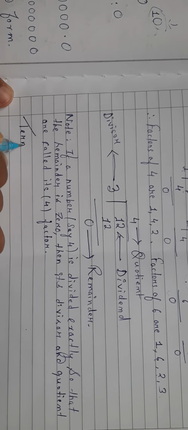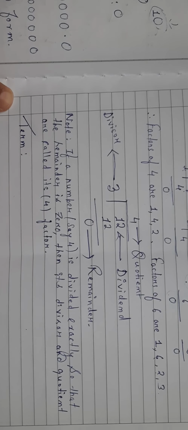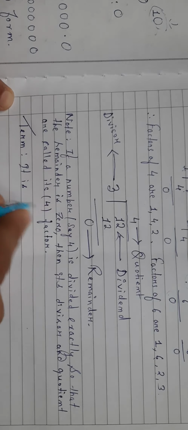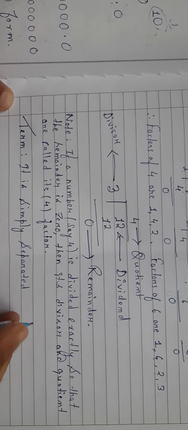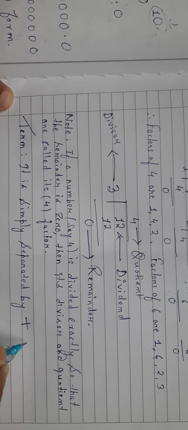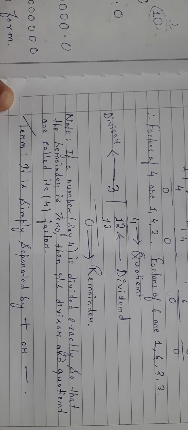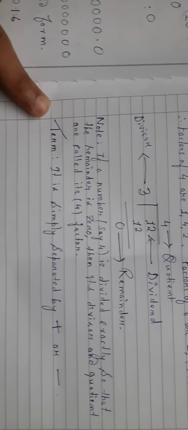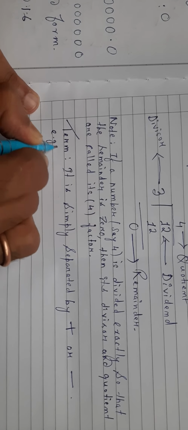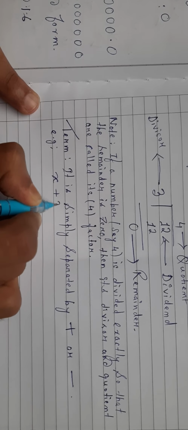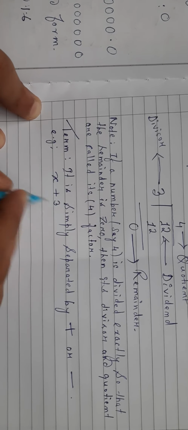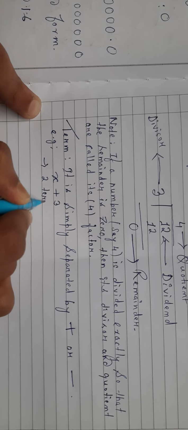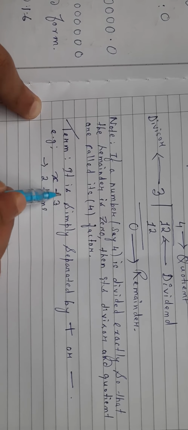Next we'll see what is term. It is simply separated by plus or minus. Example: x plus 3. If in this expression it is asked how many terms are there, so the answer would be 2 terms. Since between x and 3 we have got a plus sign, so x will be considered as first term, 3 will be considered as second term.